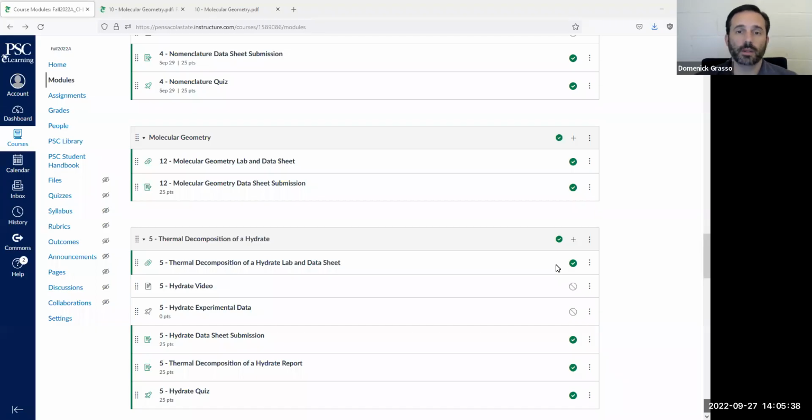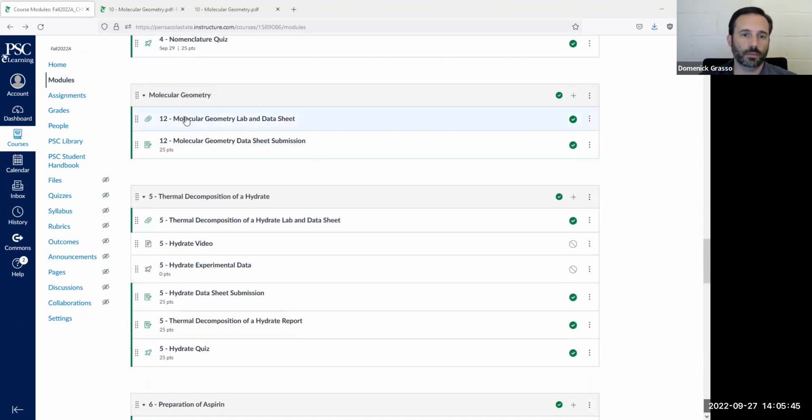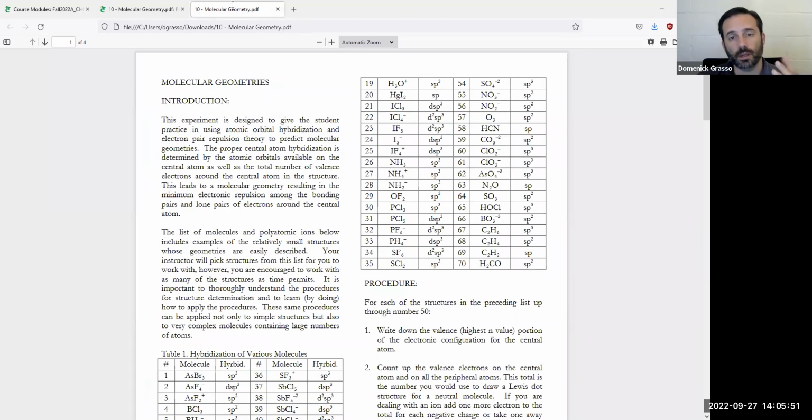Hello, everybody. Today we're going to talk about molecular geometry. So first thing you need to do is go onto Canvas, get to our molecular geometry data sheet, and open it up. All right, and we're here. Okay, so on this data sheet, there might be some information that you guys haven't talked about in lecture. I'll quickly talk about what those symbols mean.